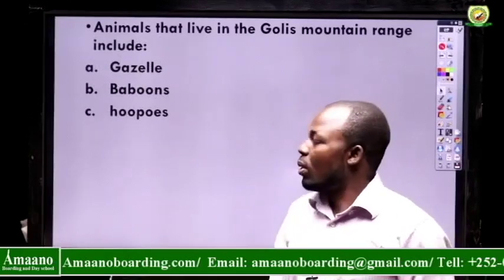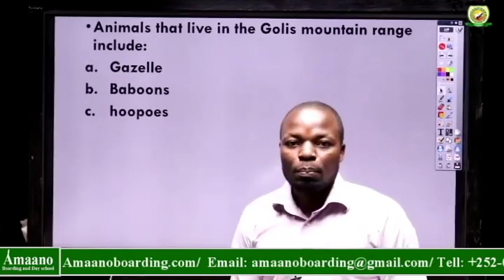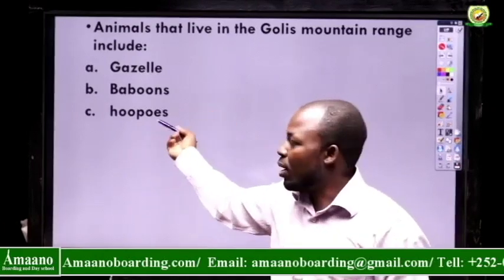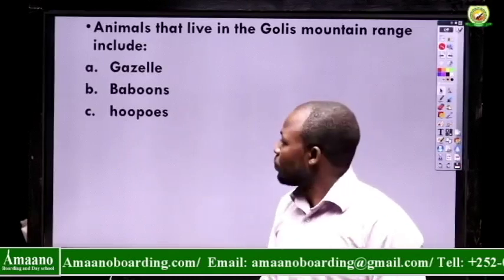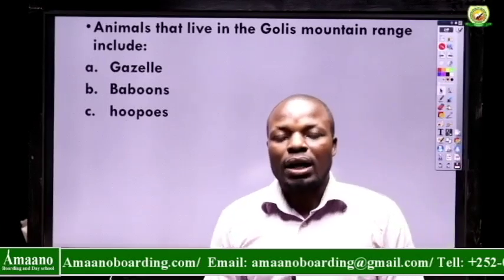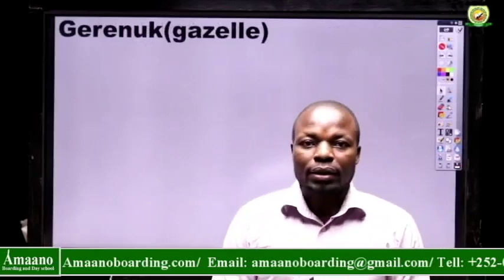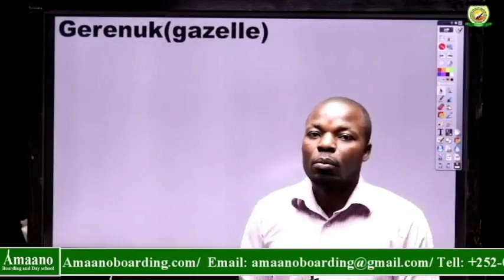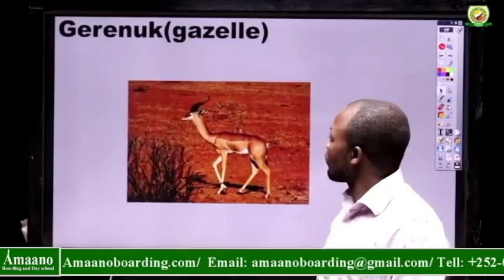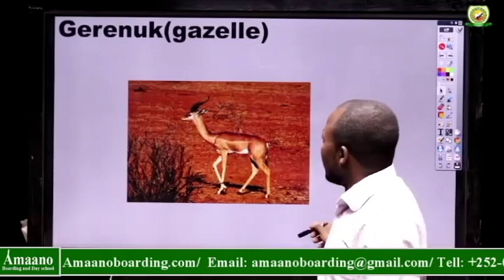Now, animals that live in the Golis mountain range include the following, as you can see here, the three. We have the gazelle, baboons, and the hopos. Hopos is a type of bird that is found in the Golis region. And we have baboons and gazelles. There are some images that show some of these animals found in the Golis range. Here we have a gazelle, and the type of gazelle that we call a garanuk is the most common type of gazelle found in the Golis range. Here is its image, as you can see. A gazelle is here. It is a type of gazelle that we call the garanuk.